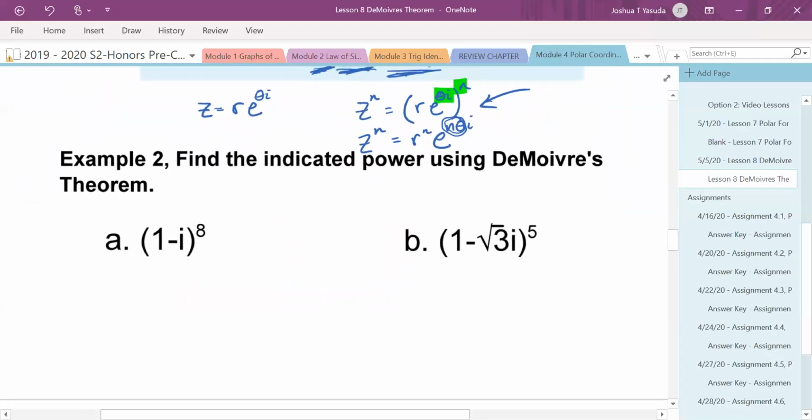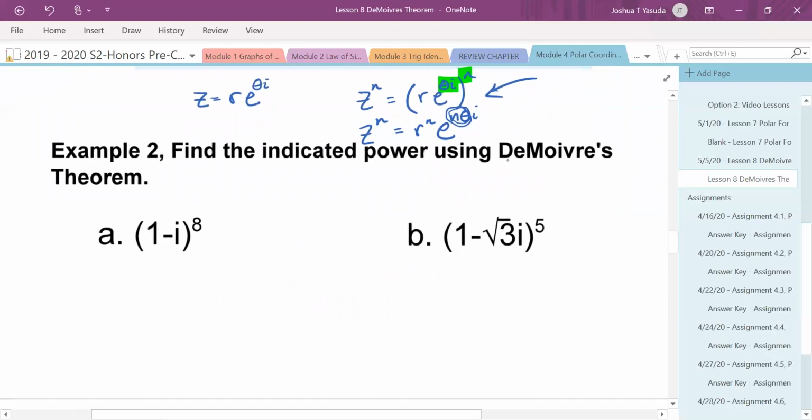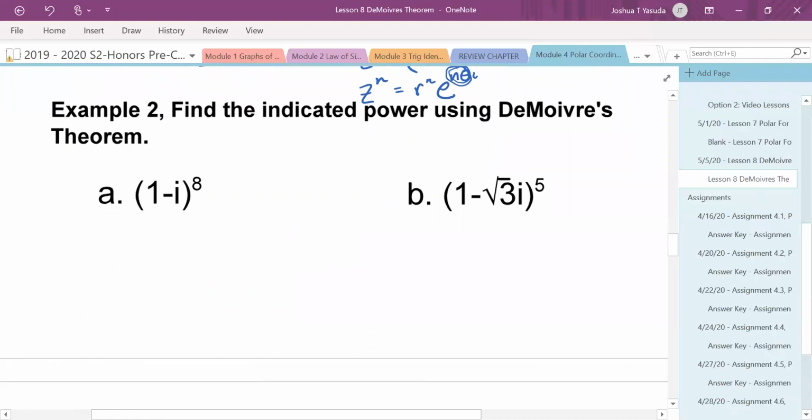Take a look. Find the indicated power using De Moivre's theorem. Okay, the answer to that is no, I will not. But I will use some thoughts about it. First things first, this says (1 minus I) to the 8th. If you don't do it this way, you would have to write 1 minus I times 1 minus I eight times and then FOIL. So good luck if you're not going to do your homework. So do your homework, pay attention. Check this out. Follow along. Here we go.